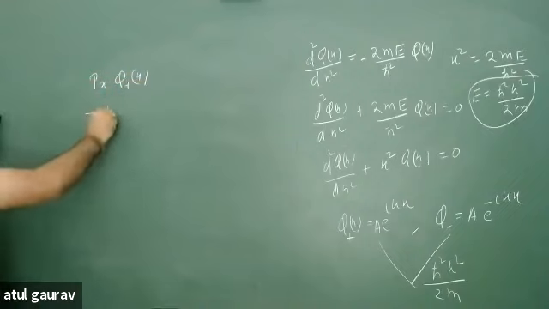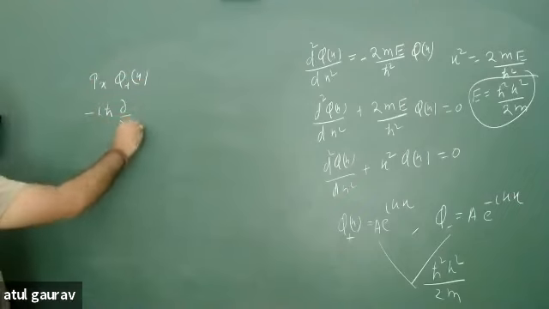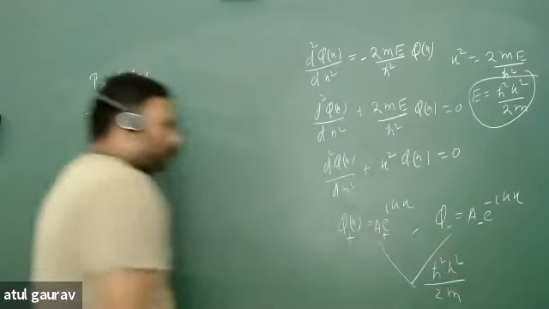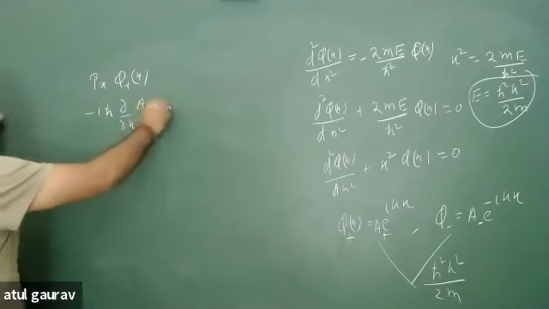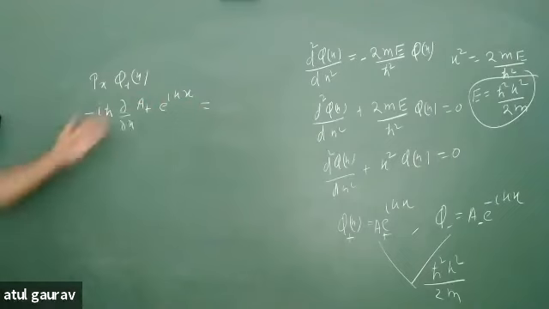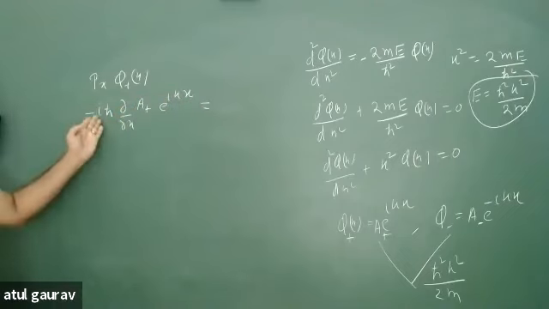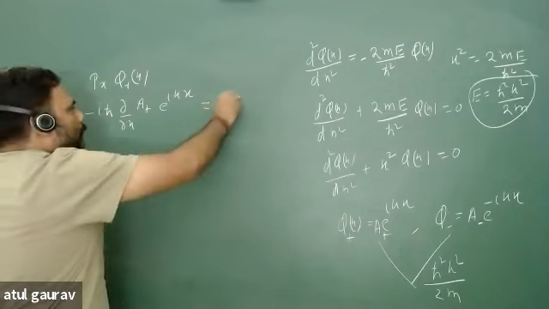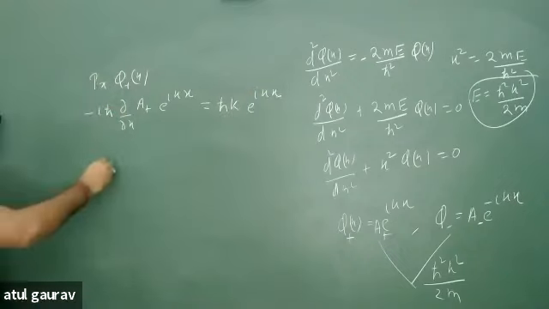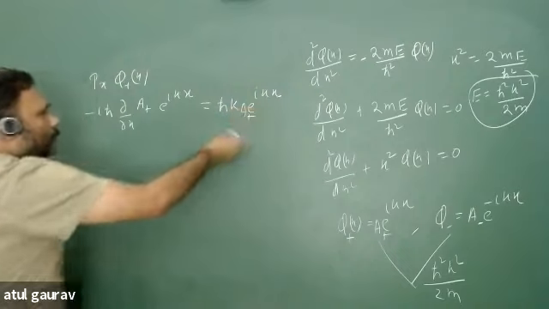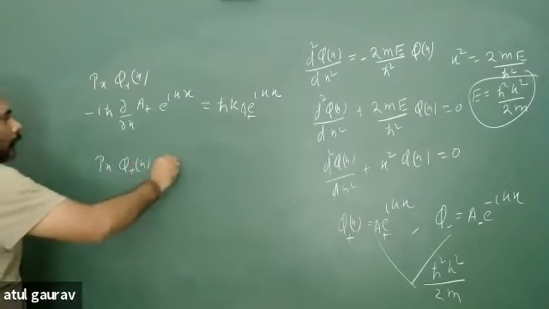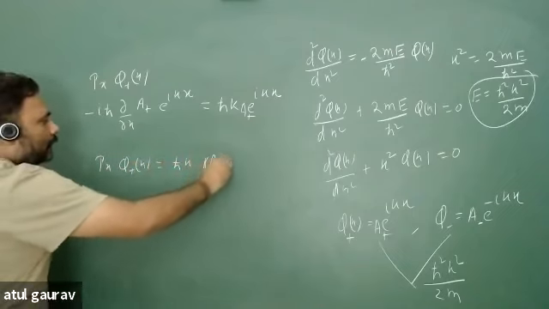Px is minus i h cut del upon del x. Let's say this will be a, and you can tell it a plus and a minus, because due to some fact. So I can write a plus e to the power ikx. What you will get? You will just differentiate it. You will get ik. I times minus i is plus sign. So you will get h cut k e to the power ikx. So what you have? This is a plus actually. So you can write px phi plus is equal to h cut k phi plus.